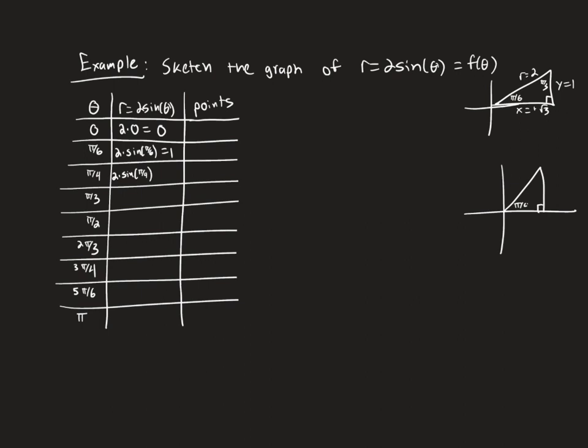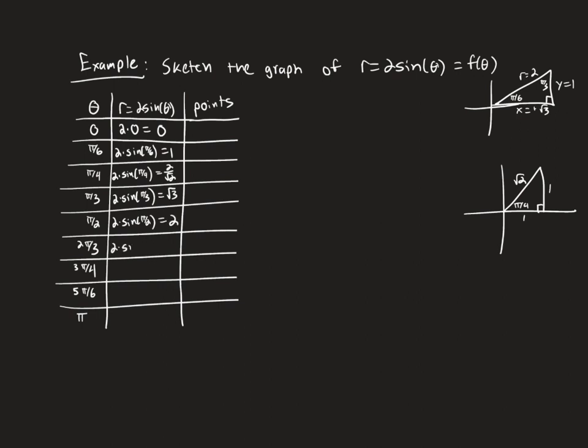Right, there's pi over 4. This is 1 over square root of 2. Sine of pi over 4 is 1 over root 2, so this is going to be 2 over root 2. Sine of pi over 3: this is going to be 2 times sine of pi over 3. Sine of pi over 3 is root 3 over 2, so this is just going to be square root of 3. 2 times sine of pi over 2. Sine of pi over 2 is 1, so this is 2.